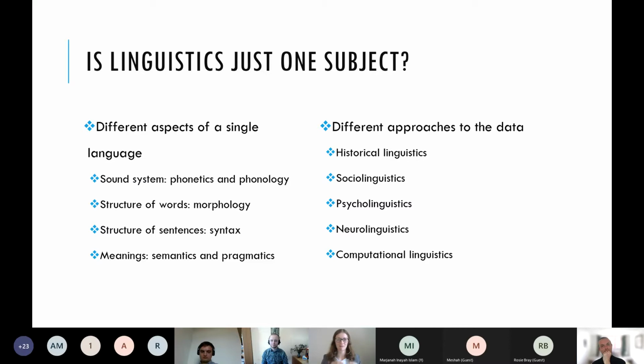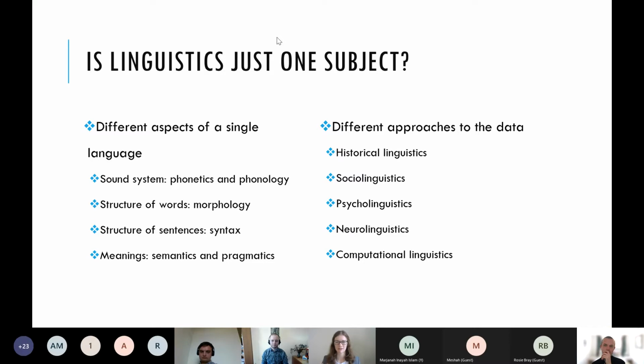Well, as well as looking at different aspects of a single language, we can take different approaches to that data. So we can compare similar languages or different languages and see what they have in common. And we can look at previous versions of the language or, you know, earlier records to see how the language has changed historically. That would be called historical linguistics. And I mentioned before looking at how language is different across groups of speakers. That's sometimes called sociolinguistics. You can think of it as relating sociology to linguistics.